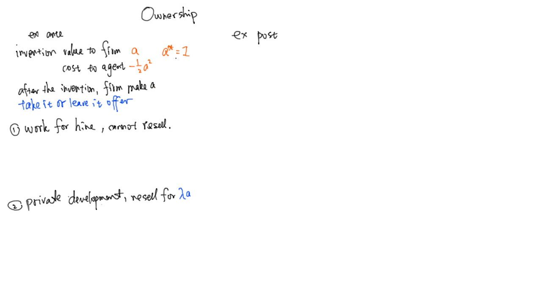So what the outside option is depends on the ownership structure. If the agent is work for hire, that means he cannot resell. That means the value of his outside option is zero, because he cannot resell. So the firm will make the worker an offer that is zero. And the worker knows that, so his utility is zero, but he has to pay one half a squared. So he will choose the optimal effort of zero. If the worker is developing on his own and gets the intellectual property, his outside option value will be just the resale value, which is lambda A, and it is easy to set up the maximization problem, the formula, and get A equals lambda.